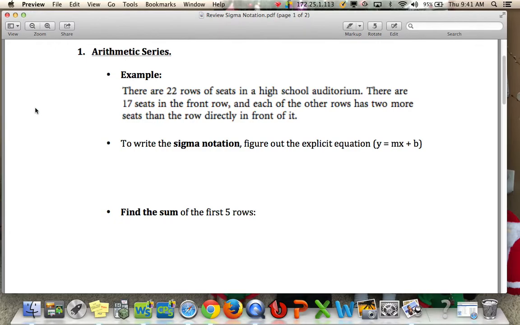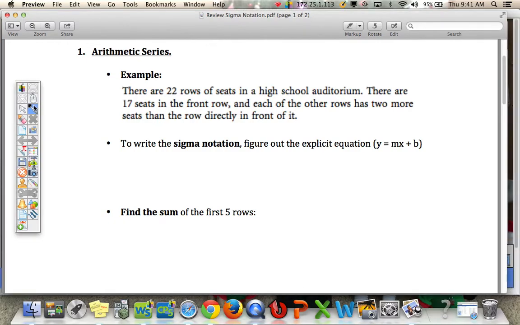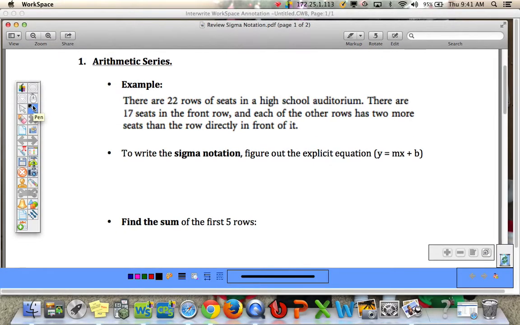There are 22 rows of seats in a high school auditorium. There are 17 seats in the front row, and each of the other rows has 2 more seats than the row directly in front of it. To write this in sigma notation, first of all, figure out the explicit equation, and if it's arithmetic, you could write it as a linear equation, y equals mx plus b. So to do that, we need the slope, which we can see is 2 because there's 2 more seats than the row directly behind it.